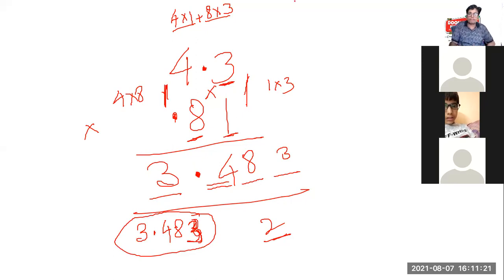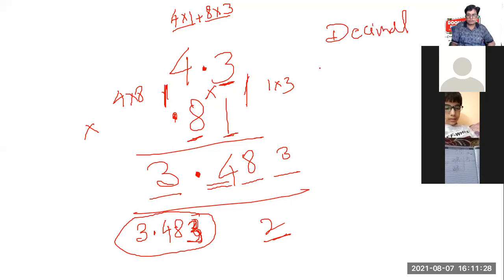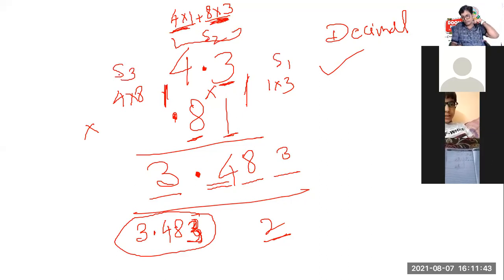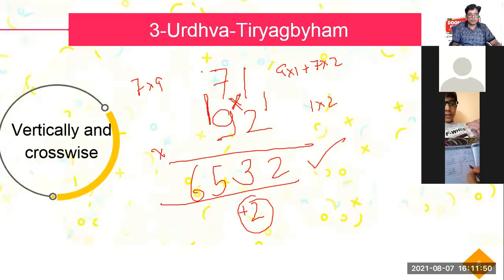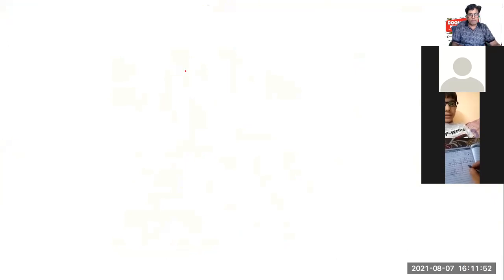Got it? Decimal version is clear. How to calculate decimal version? Yes, cross will be added. I have written that. That is step 1, that is step 2, that is step 3. One more time, I'll give one more time. No issue.